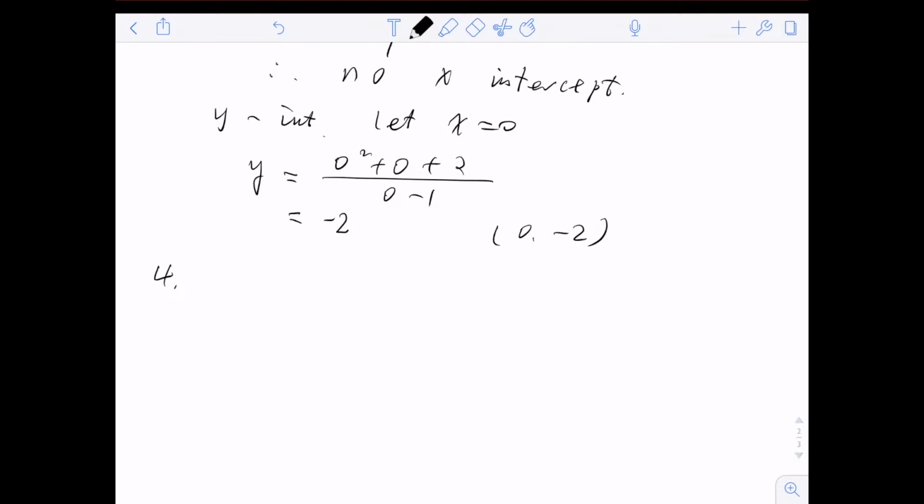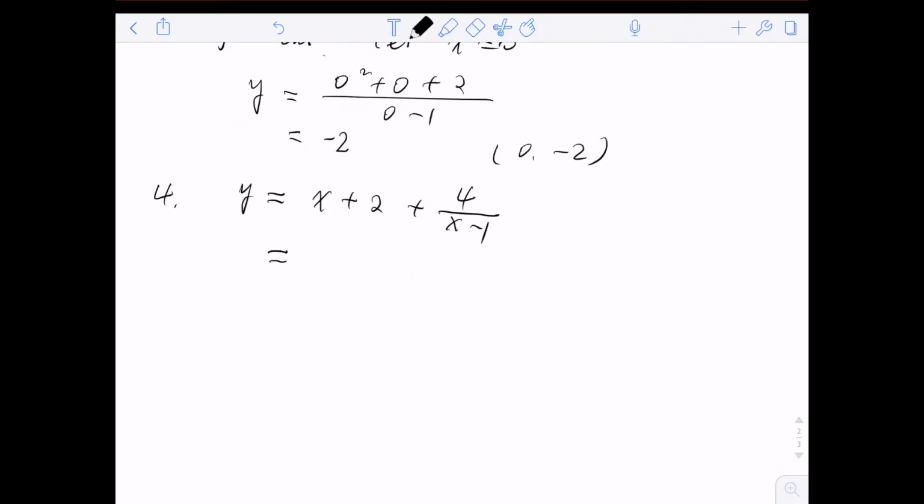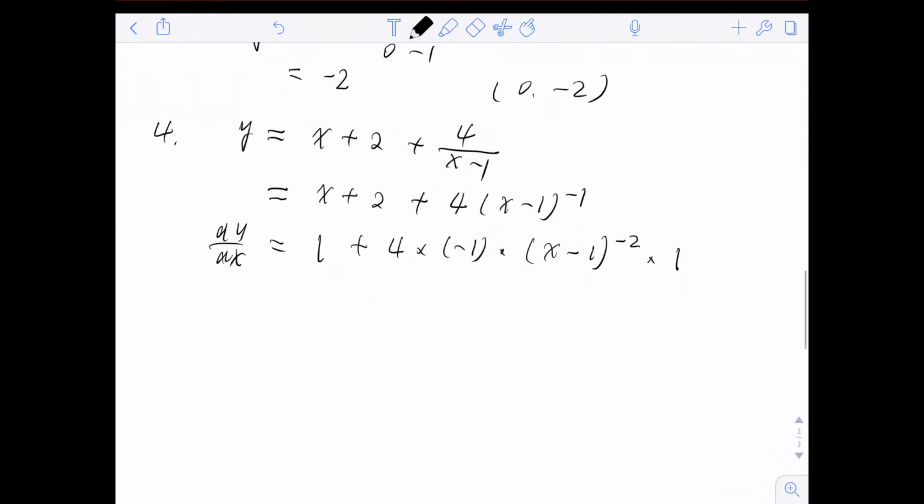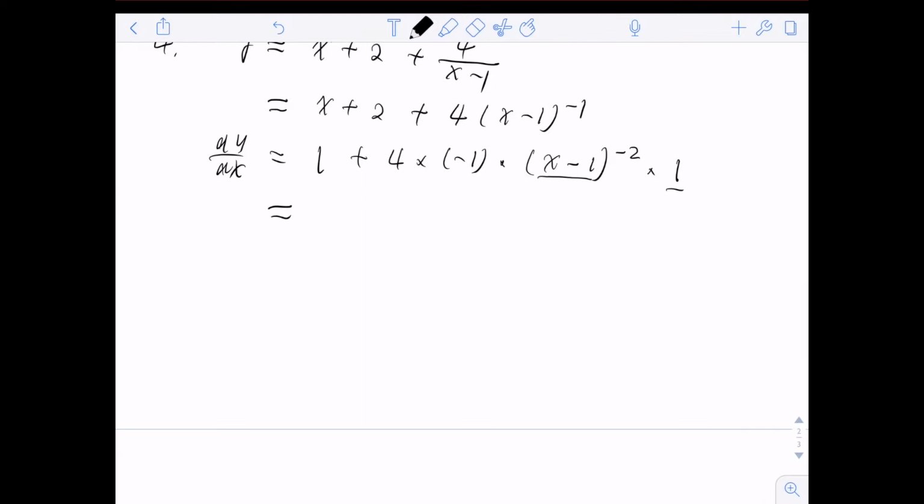So my dy/dx. My y, using the new look, is x plus 2 plus 4 over x minus 1. I'm using this instead of the original function because it's easier for me to differentiate. So I'm going to rewrite this into index form: 4 times (x minus 1) to the power of negative 1. Now ready to differentiate. dy/dx equals 1 plus 4 times negative 1 times (x minus 1) to the power of negative 1 minus 1, which gives negative 2, and times 1, the derivative of the inside part, which gives me 1. I'm going to tidy this up, ready for finding the stationary points. So it becomes 1 minus 4 over (x minus 1) squared.